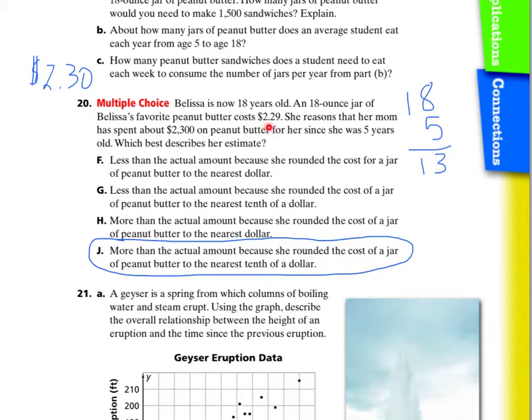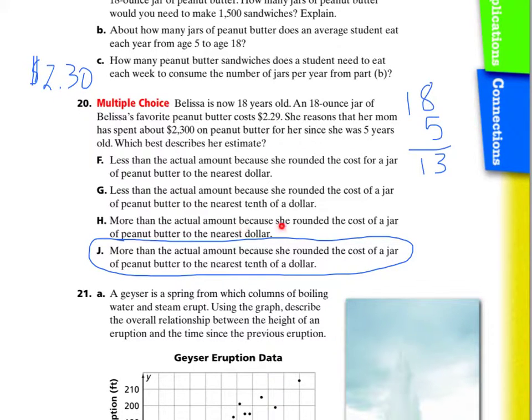If she rounded to the nearest dollar, that means it would be $2, therefore it would be 2,000 here, so that's not correct. Less than the actual amount because she rounded the cost of a jar of peanut butter to the nearest tenth of a dollar. Going to the nearest tenth of a dollar is 2.3, which is what she did here, $2.30. So that's going to be more than the actual amount because that's more than $2.29. So it can't be G.